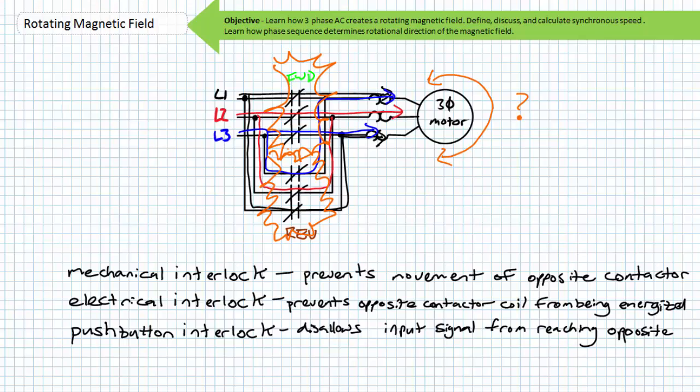In conclusion, this lecture presented the means three-phase AC uses to establish a rotating magnetic field inside a stator. We defined the term synchronous speed and learned how to calculate it. Additionally, we demonstrated that interchanging any two leads of a three-phase device will change the direction of the rotating magnetic field. Finally, we briefly discussed reversing motor starters and interlock methods designed to prevent phase-to-phase events.